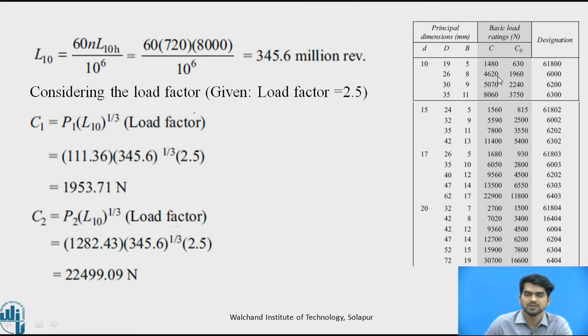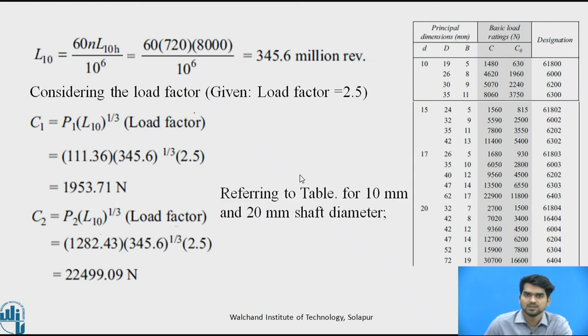If you refer to this table, at bearing number 1 the diameter of the shaft is 10 mm, and here we have calculated the value of C1 as 1953.71. Check the dynamic load, given by the letter C, for diameter 10. The values are 1480, but our value is 1953, so go to the next value, 4620, which is greater than the actual dynamic load. So you can consider this maximum load and provide the designation as 600. This is the bearing we are using at bearing number 1.